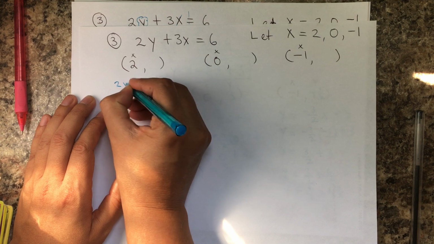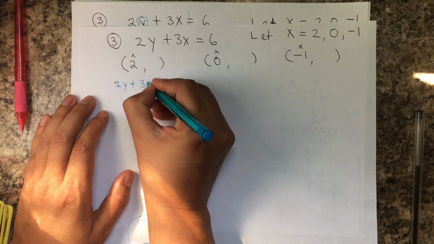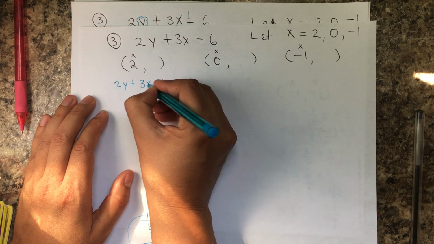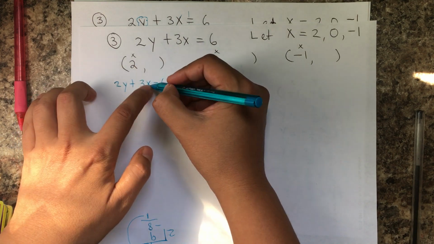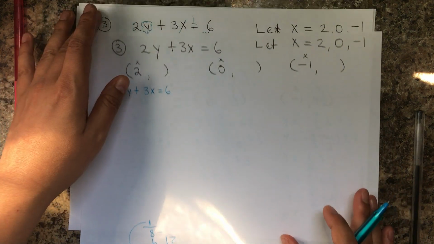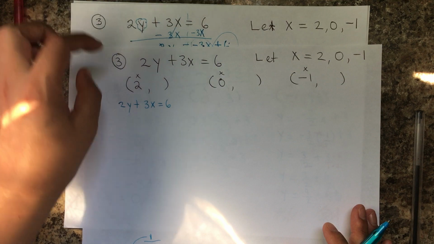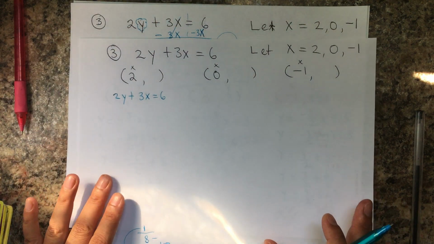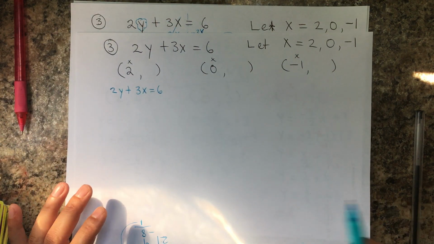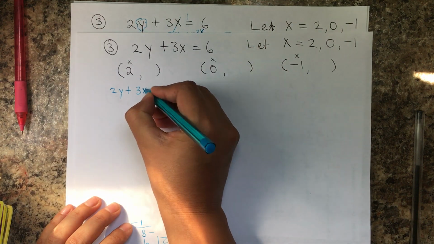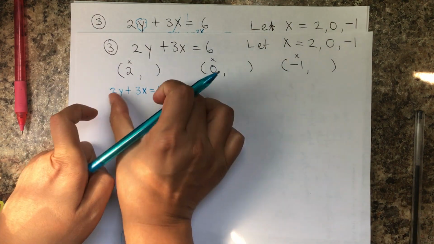So 2y plus 3x equals 6. And I'm just going to substitute the 2 in here. So you can choose either of the two methods, okay? You can choose any of the two methods if your teacher is okay with it. In the next step, I just copy this.